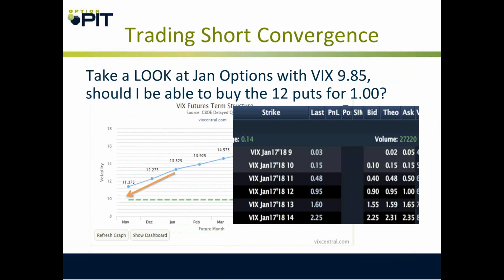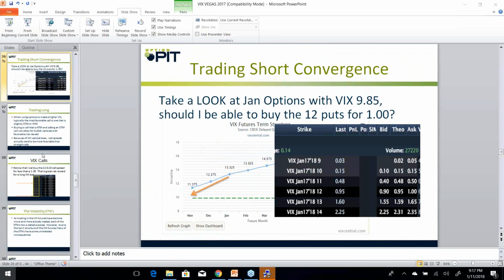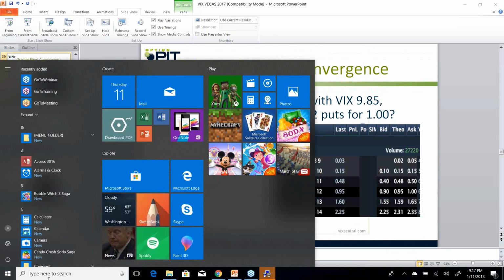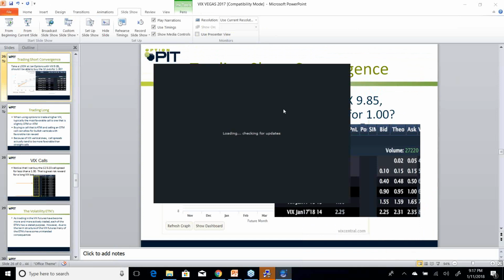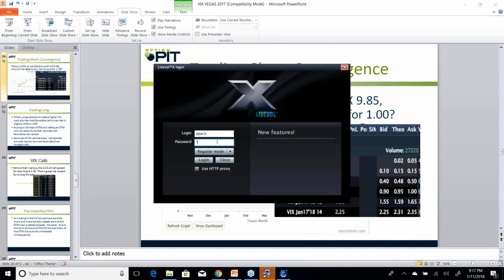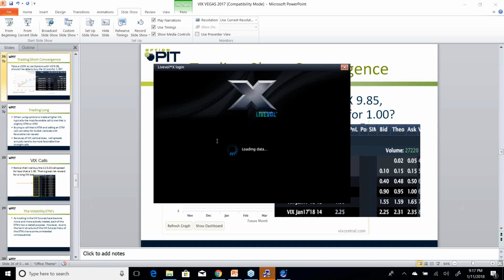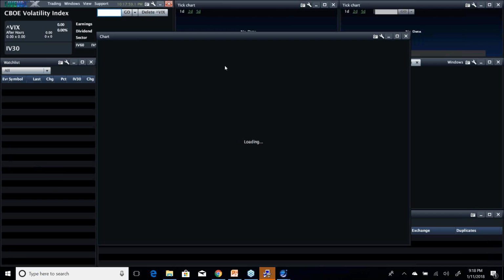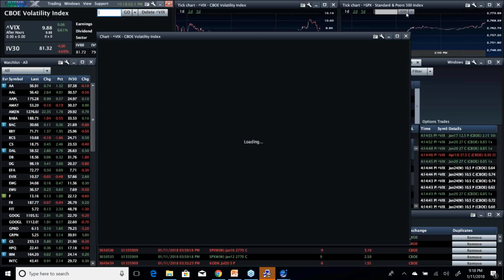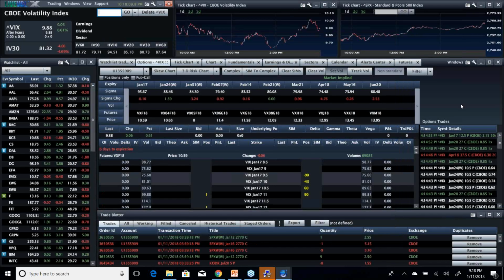Does that make a lot of sense to you? No. All right, so let me show you something. I thought I had live all open. Sorry, folks. Here's VIX. VIX settled 9.88, so it's actually up 3 cents.